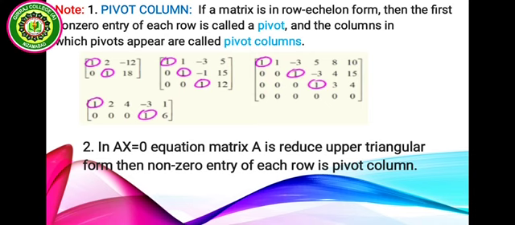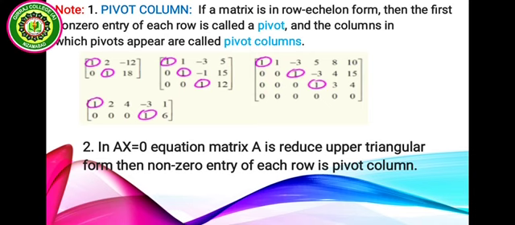In the second problem, 1 1 minus 3 5, the diagonal elements are 1 1 1. So here diagonal elements are not equal to 0, and columns 1, 2, 3 are called pivot columns. In the next problem, the first, third, and fourth columns are pivot columns.